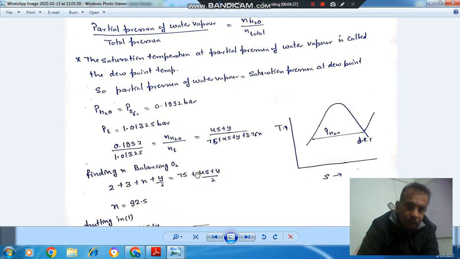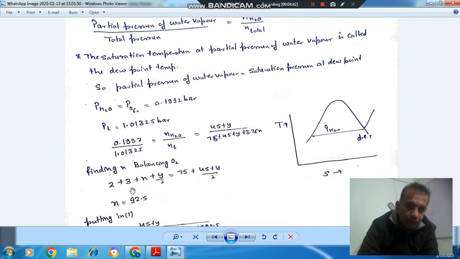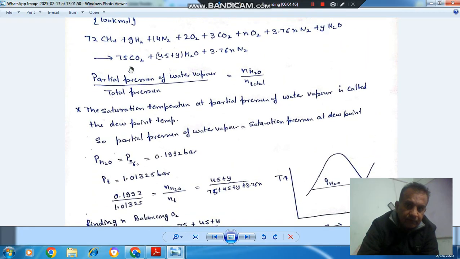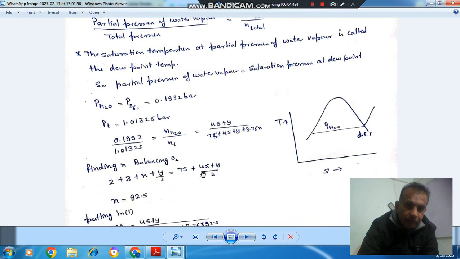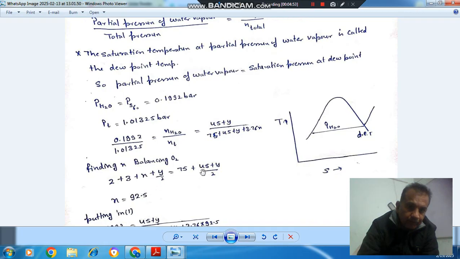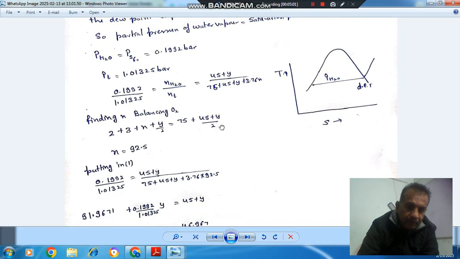From this we can also balance O2. If we balance O2, on the reactant side it is 2 plus 3 plus X plus Y by 2, and on the product side it is 75 plus 45 plus Y by 2. So Y by 2 will cancel out, and X will be 92.5.